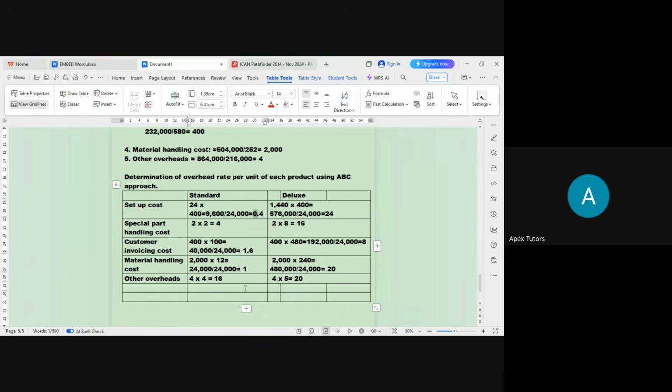There is an error in material handling. It's supposed to multiply by 24, not 12. That is 2,000 multiplied by 12 batches; it's supposed to multiply 12 by 2, which will give us 24. Go and take back the question.